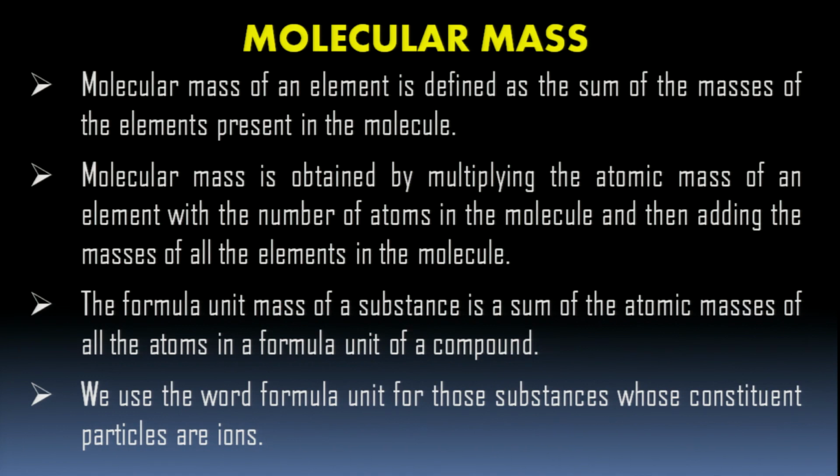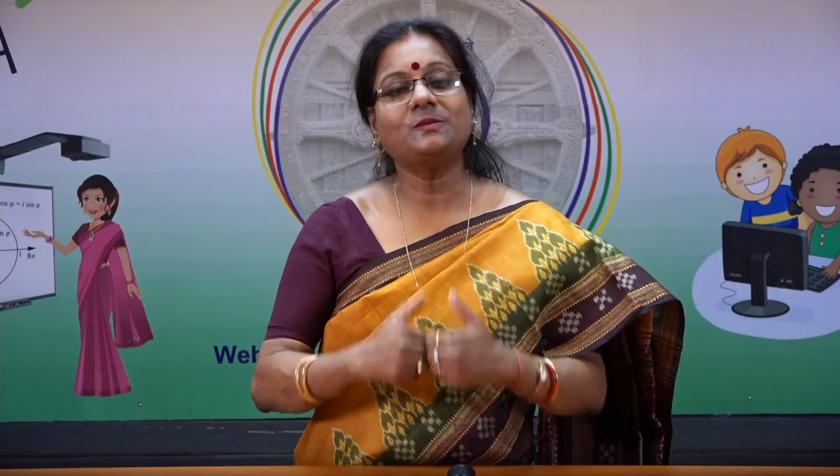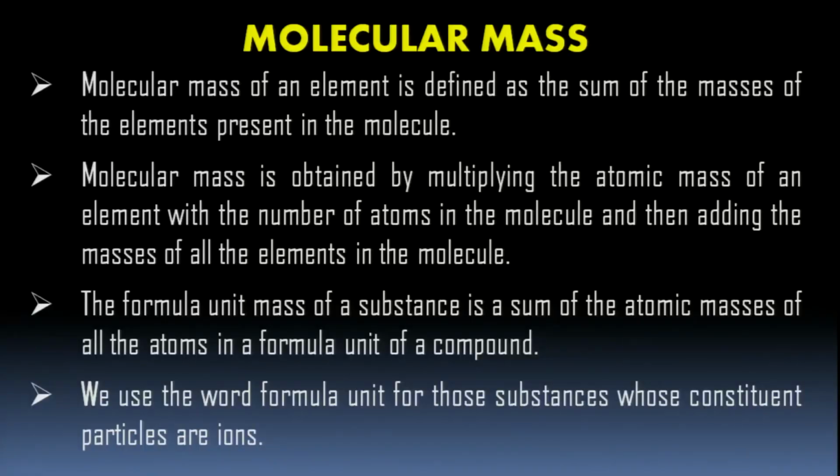Molecular mass of an element is defined as the sum of the masses of the atoms present in the molecule. It is the sum. Different elements are present, so we have to add up the masses of all the elements. Molecular mass is obtained by multiplying the atomic mass of an element with the number of atoms in the molecule, and then adding the masses of all the elements in the molecule. When we go for the example, children, you will understand it very clearly.